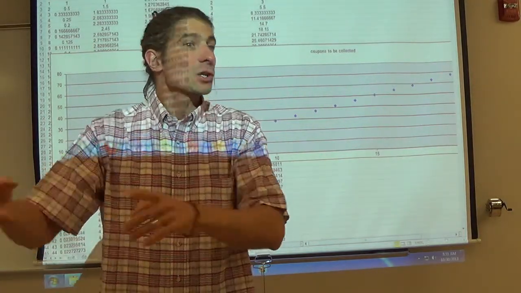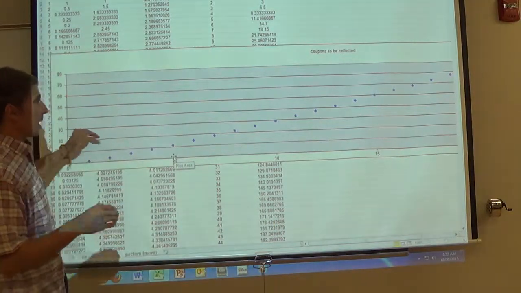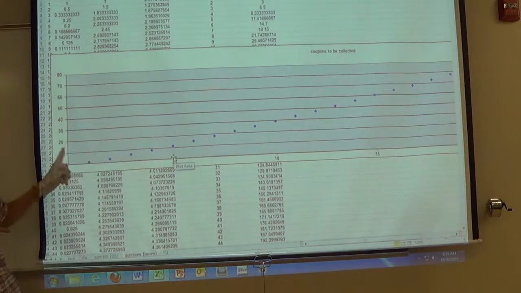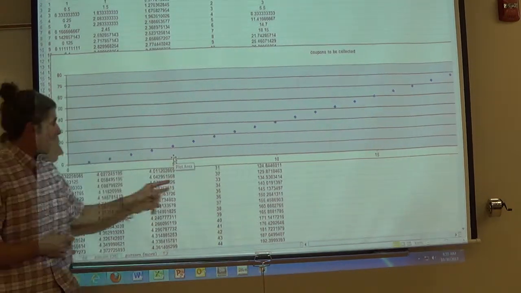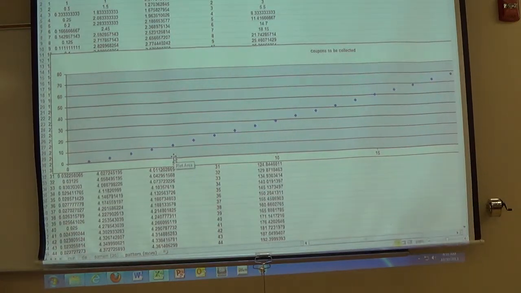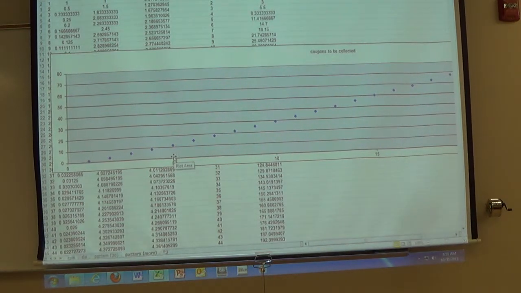Does that make sense? So what I did was, I put a pattern, a scatter plot, if you will, that shows the number of sides on the die and the average number of times you have to roll it to get them all. Look at that graph. I wasn't expecting this at all. Linear. Looks damn linear, doesn't it?